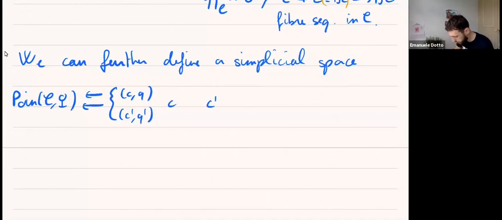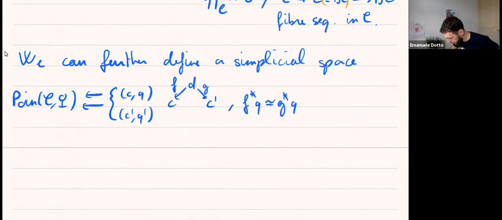We have the underlying objects, and we look at a diagram like this. And let's call these maps F and G, and together with, we want to say that the forms pull back to the same form on D. So we want an identification of F upper star of Q with G upper star of Q prime. These are the 1 simplices.